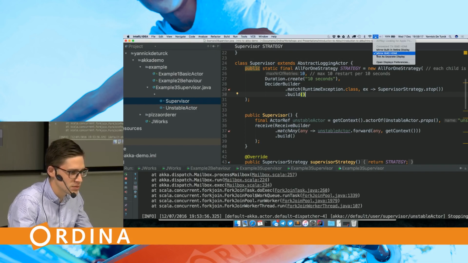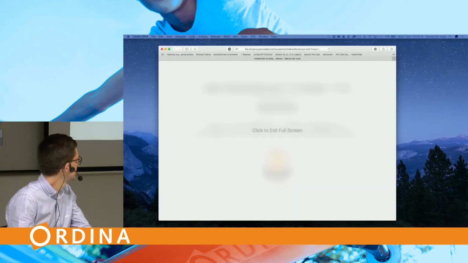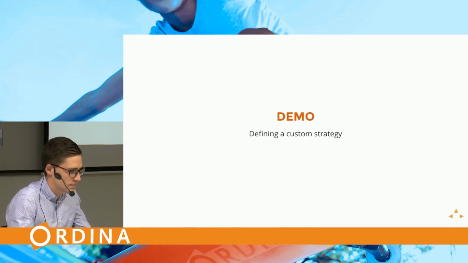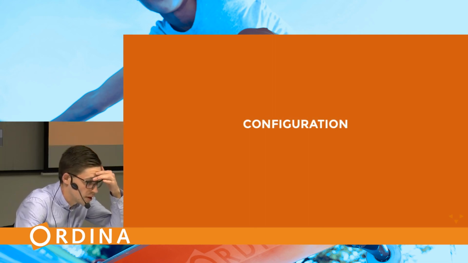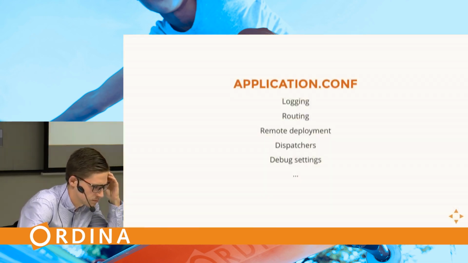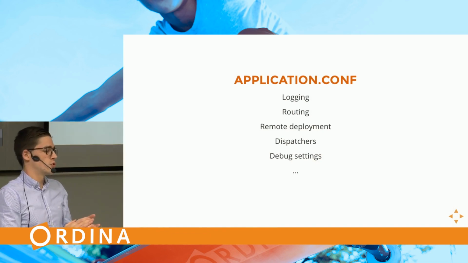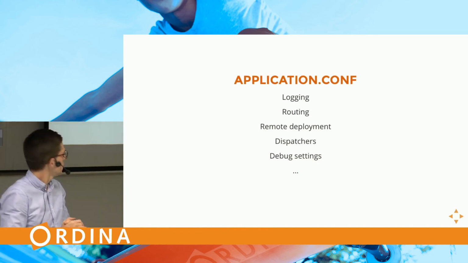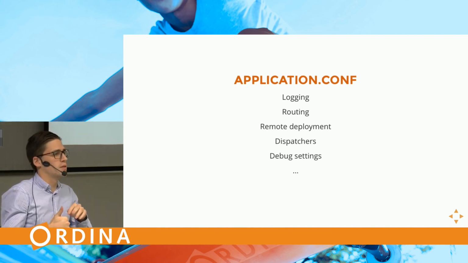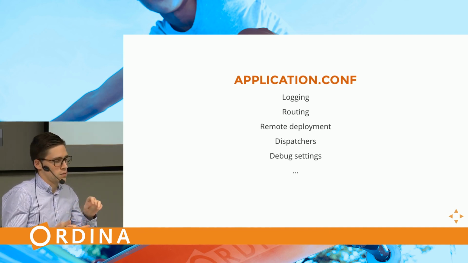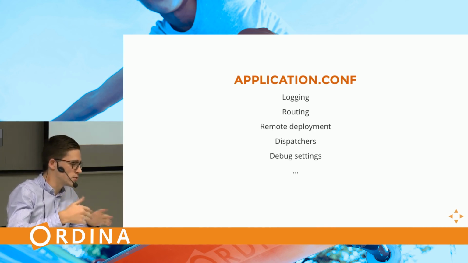Back to presentation mode. All right. So then we have the configuration part. In your Akka system, you have a single application config file in which you can define the necessary settings for logging, routing, remote deployments, dispatchers, three topics that we won't cover in this presentation. And then there's also debug settings and many other settings.